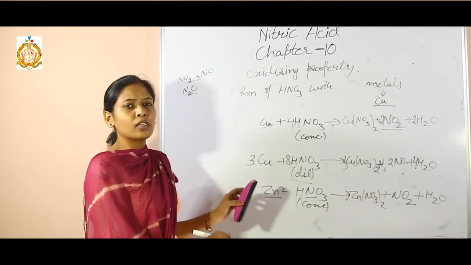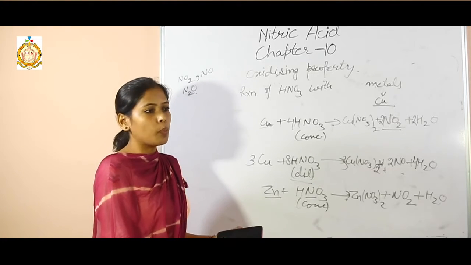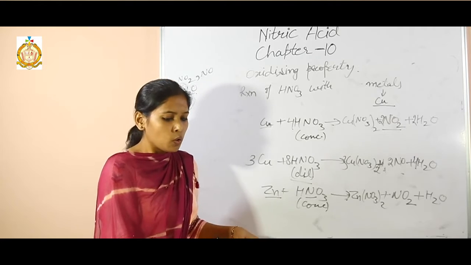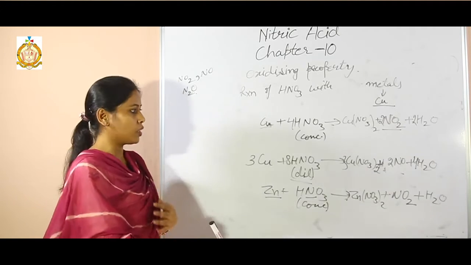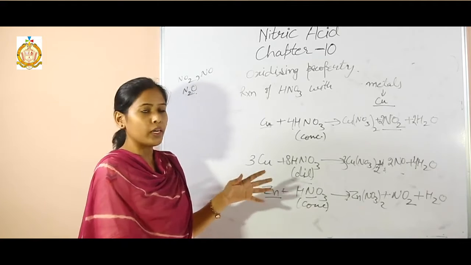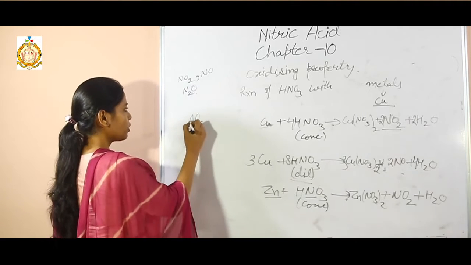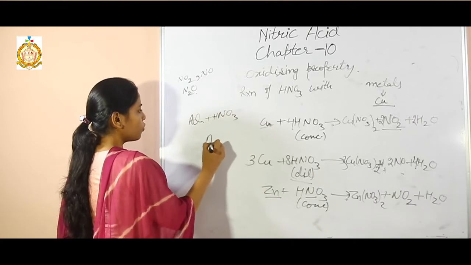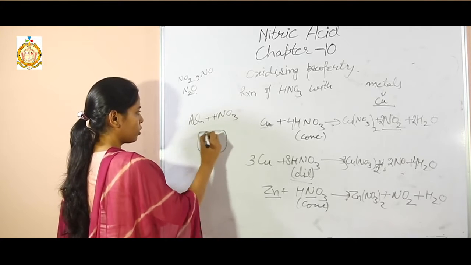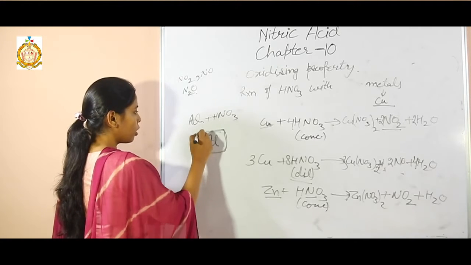Next one is metals like iron, aluminium, cobalt, nickel. They show passive nature with nitric acid. Now what is passive nature? Once the metal, for example aluminium, reacts with the HNO3, it will form a layer of its compound around it.